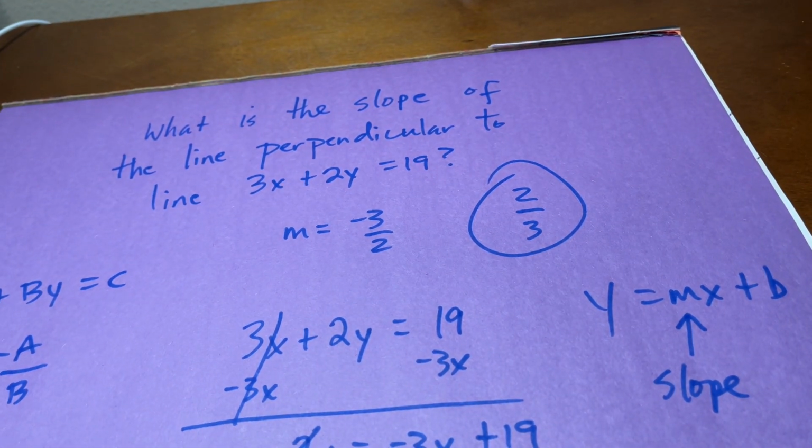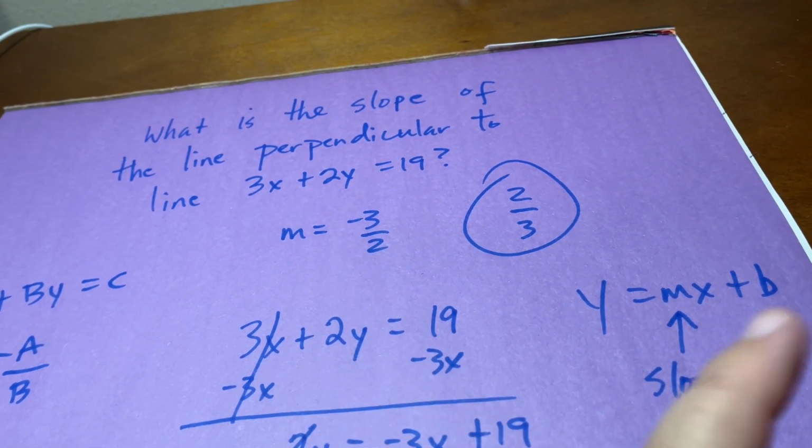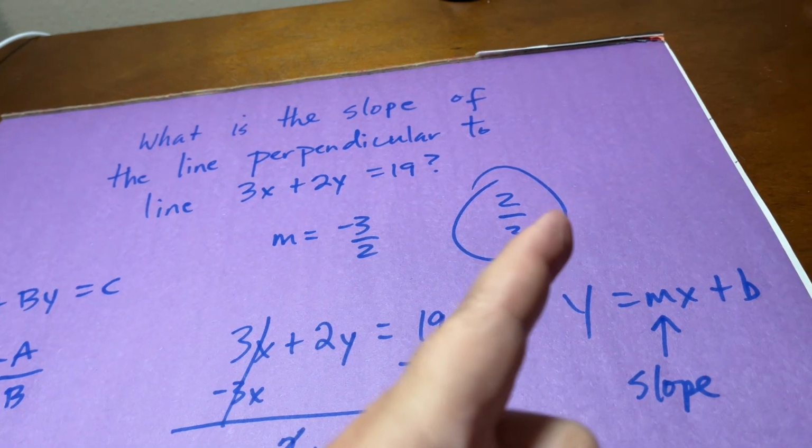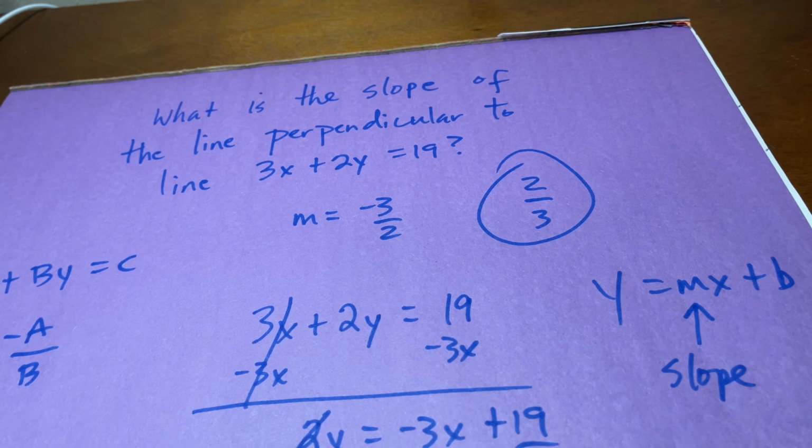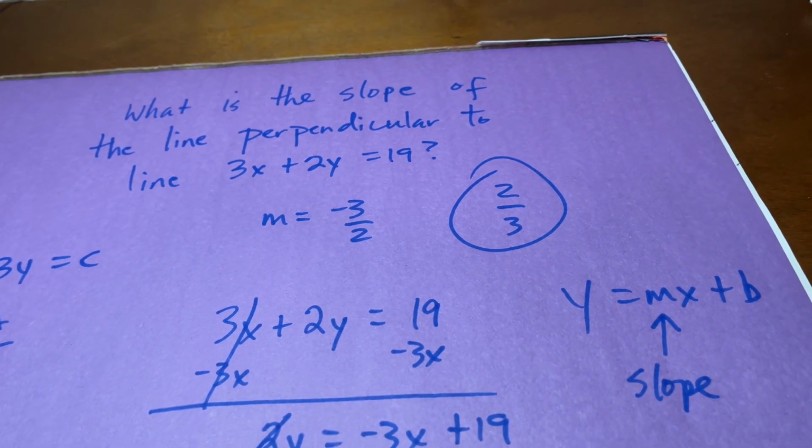The opposite, or the negative part, means it's going to have a different sign. So if it was negative, it would be positive. If it were positive, it would have been negative. It's the opposite sign, or the negative reciprocal.